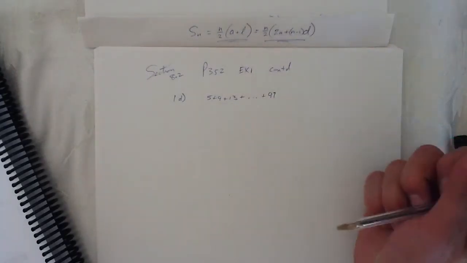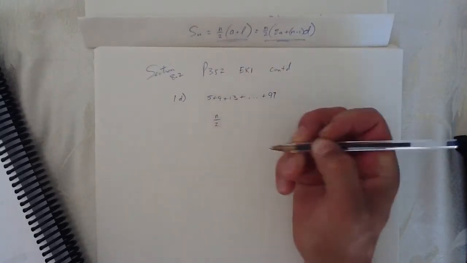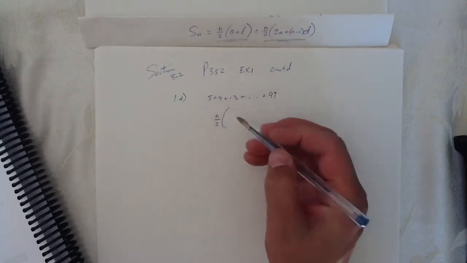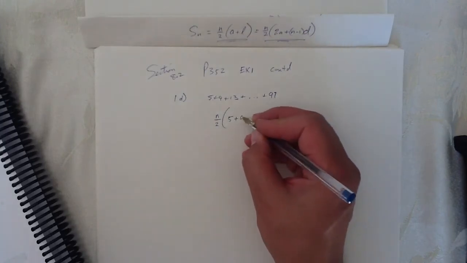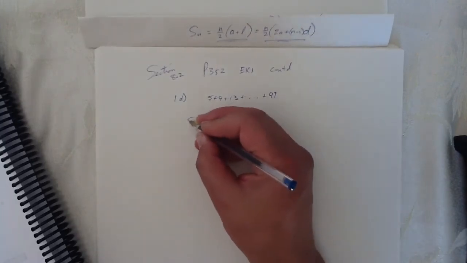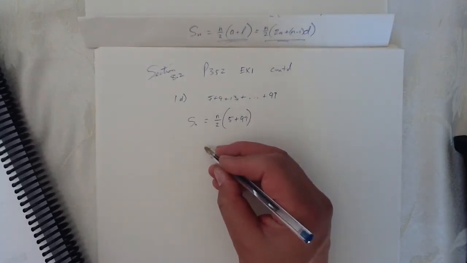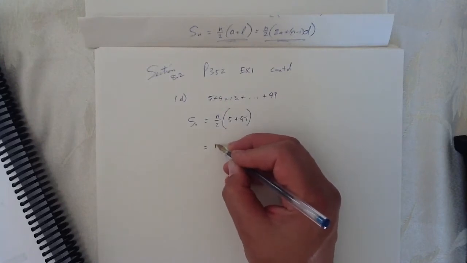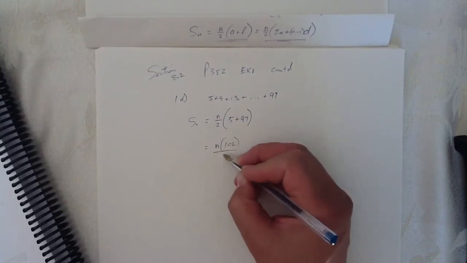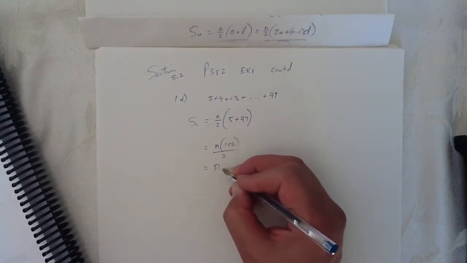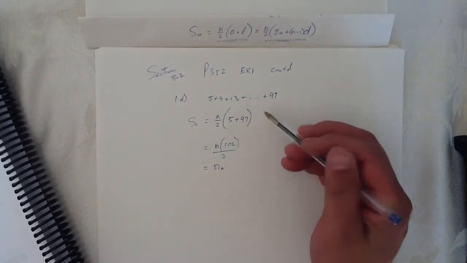Let's see if we can use this formula here, which is n over 2, we don't know what that is, times a, which is 5, plus l, which is 97, and that equals n times 5 plus 97, 102 over 2, which equals 51n. So the number of terms times 51 will give us the sum.